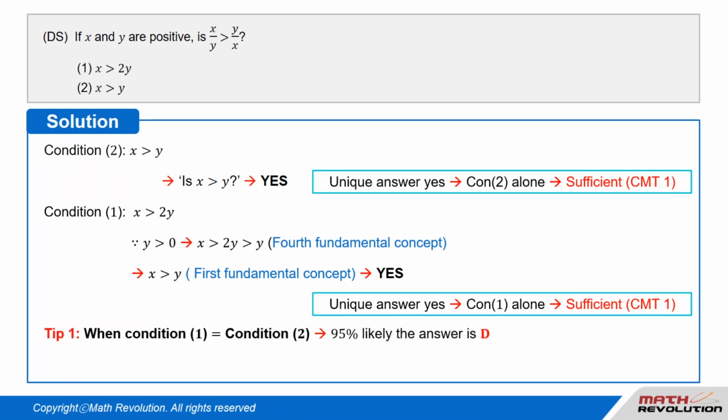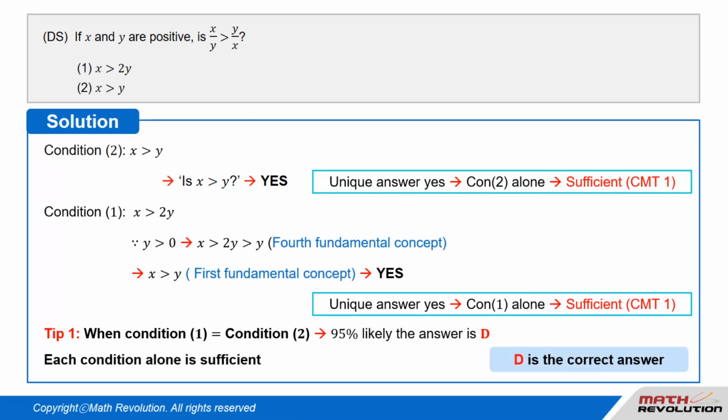Also, according to tip 1, it is about 95% likely that D would be the answer when the value of condition 1 is equal to the value of condition 2, that is, condition 1 equal to condition 2. Each condition alone is sufficient. Thus, D is the correct answer. Answer D.